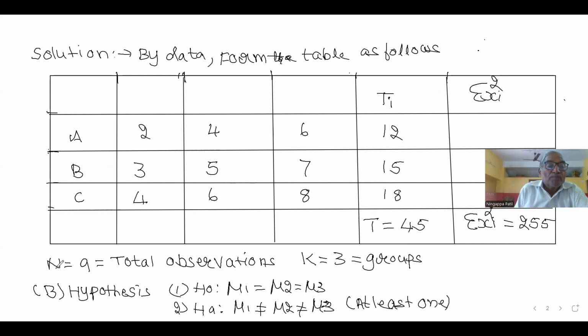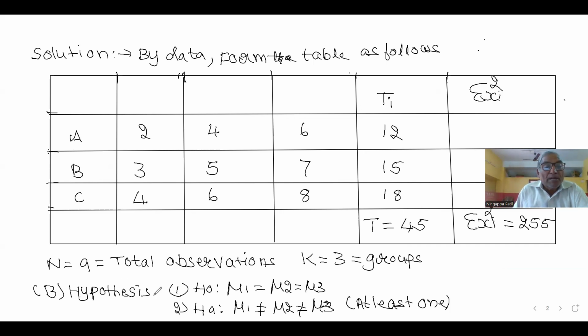Now, look here. N means total observations. Look here, 3 rows are there and 3 columns are there: first column, second column, third column. 3 into 3, 9 observations. And the groups are the rows: A row, B row, C row. So K equal to 3 groups are there.